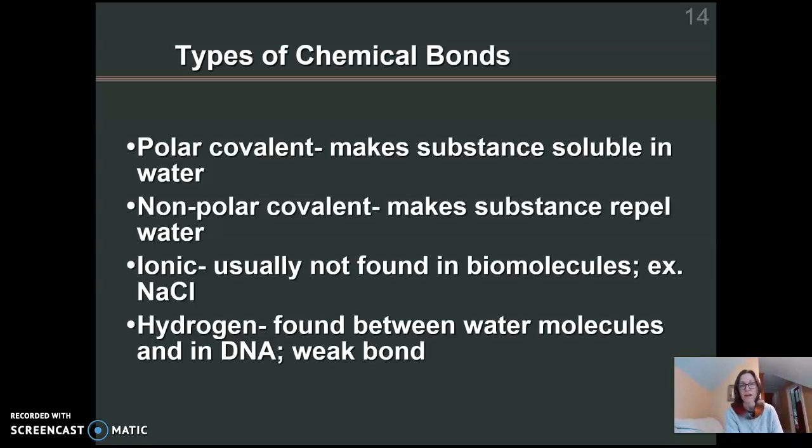And we will be seeing 4 major types of bonds formed by chemical reactions. So when we bring things together, what types of bonds are there? We have polar covalent bonds. Covalent means that there is sharing of electrons. And you'll see polar covalent and non-polar covalent. Both involve sharing of the electrons. Non-polar covalent occurs when we have equal sharing of electrons.